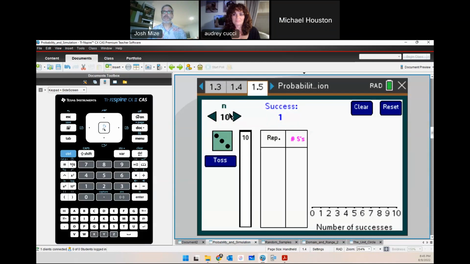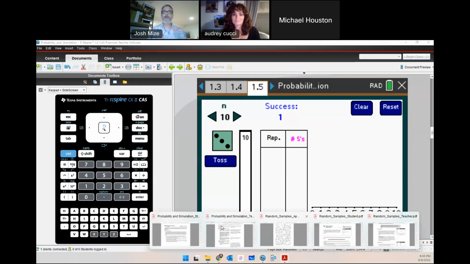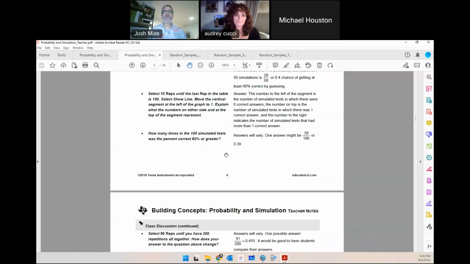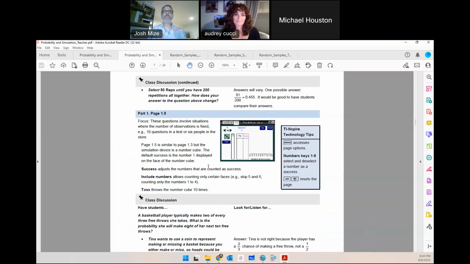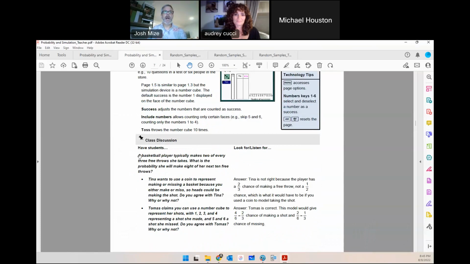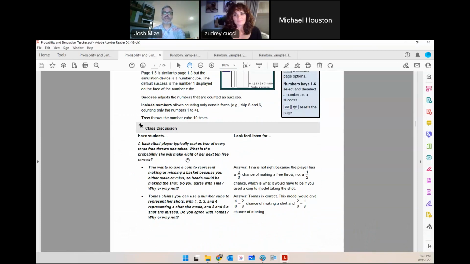So here is another one where I can pull up the teacher document so that we could talk about why this particular activity. A basketball player typically makes 2 out of every 3 free throws she takes. What's the probability she will make 8 of her next 10 free throws? Given a question like this, you can't model it with the toss of a coin. The tools that we use have to change now.